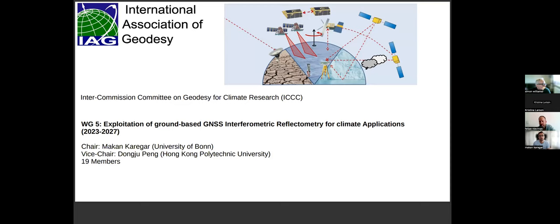We have recently expanded the scope of the first GNSS-IR working group, which was previously chaired by Sajid Tabibi and Felipe. We're going to include a new focus on climate application. This working group is now a part of the Inter-Commission Committee on Geodesy for Climate Research, ICC, which I'll be chairing together with Dong Peng from Hong Kong Polytechnic University. We have around 19 members, including experts in the GNSS-IR community and its application.